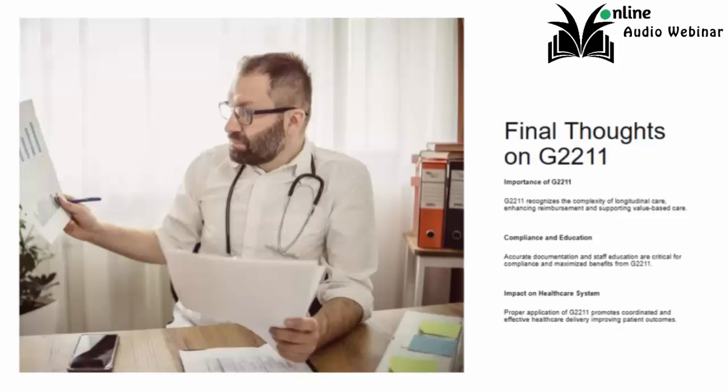So some final thoughts. G2211 recognizes the complexity of longitudinal care, enhancing reimbursement, and supporting value-based care. It can be used only with office outpatient E&M codes. So you can only use it with 99202 through 99205 if they're a new patient, or the 99211 through 99215 codes, specifically if they are an established patient.